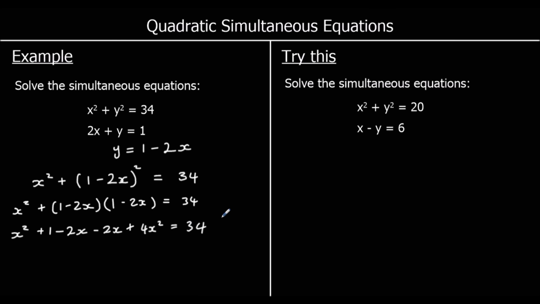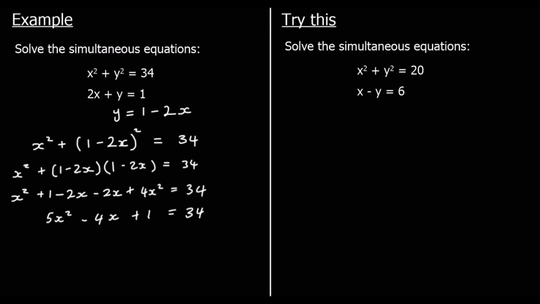So let's collect our like terms. How many x squareds do we have? We've got 1x squared plus 4x squared, so 5x squareds. We've got negative 2x, take away another 2x, so negative 4x, and a plus 1. And that's equal to 34.